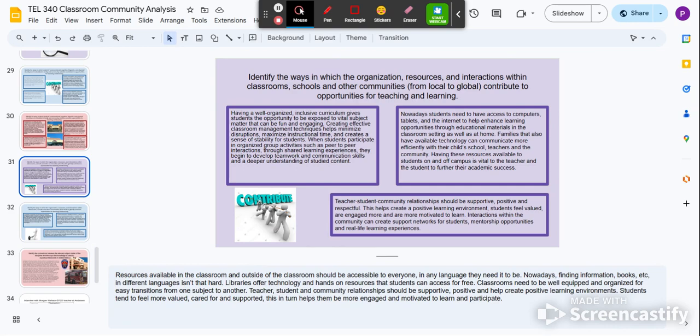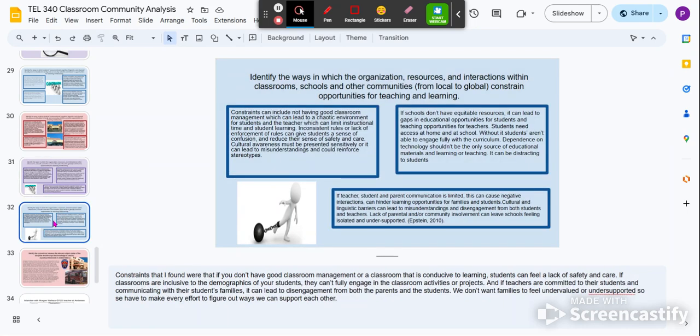Libraries offer technology and hands-on resources that students can access for free. Classrooms need to be well-equipped and organized for easy transitions from one subject to another. Teacher, student, and community relationships should be supportive, positive, and help create positive learning environments. Students tend to feel more valued, cared for, and supported. This in turn helps them be more engaged and motivated to learn and participate.